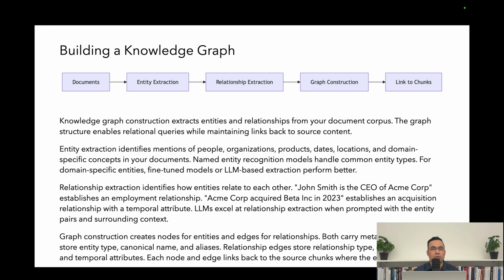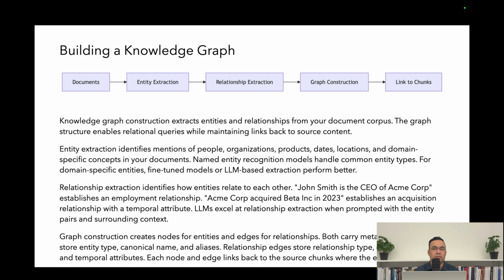Now let's talk about how to build a knowledge graph from a document corpus. Entity extraction identifies the mentions of people, organizations, products, dates, locations, and domain-specific concepts. Named entity recognition models handle common entity types. For domain-specific entities, fine-tuned models or LLM-based extraction perform better.